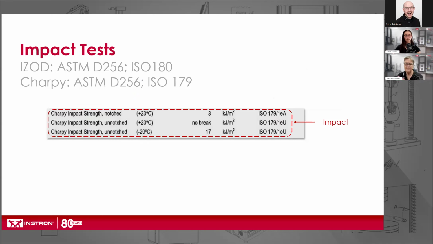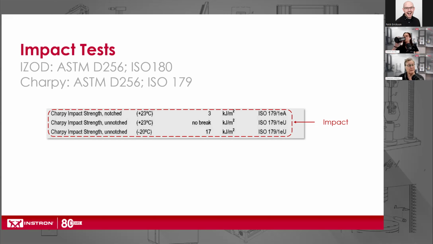Okay, thank you, Sammy. So the next test we'll go over from the data sheet are the impact tests. These are usually done to either Izod, which is ASTM D256 and ISO 180, or Charpy, which is actually ASTM D6110 and ISO 179. So in these tests, the polymers are molded into a bar, which then has a notch cut into it.